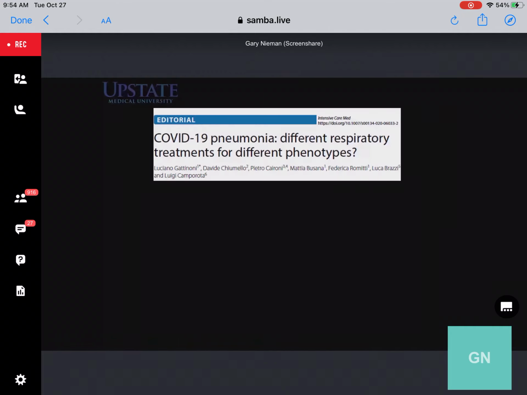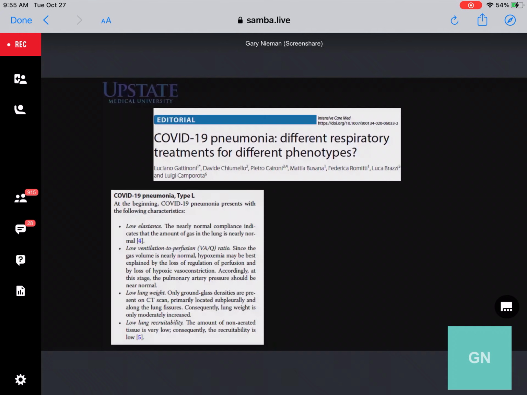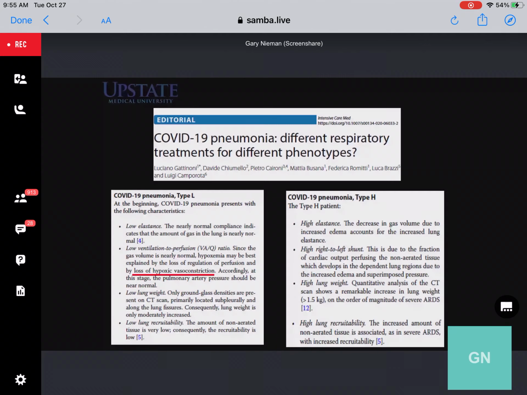There seem to be two generic categories of COVID-induced pneumonia. This is type L, which has low elastance, low VQ ratio, low lung weight, and low recruitability. And the low VQ, with these mostly open lungs, is felt to be due to loss of hypoxic pulmonary vasoconstriction. And then there's type H, with high elastance, high right-to-left shunt, high lung weight, and high recruitability. And the lung weight, or the edema and the collapse, is very similar to what you see in standard ARDS.